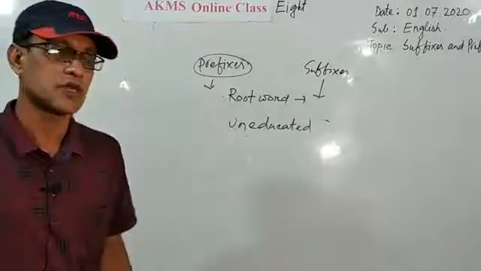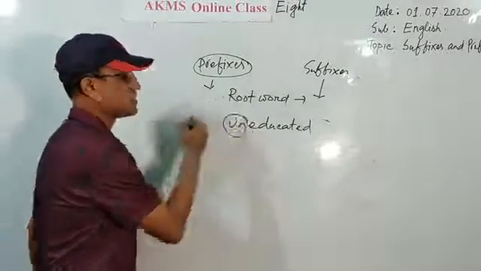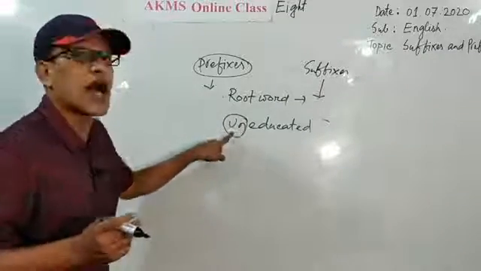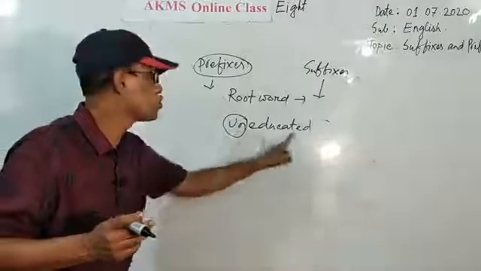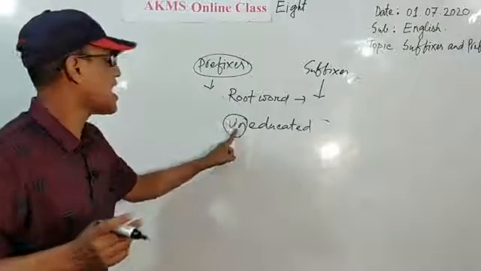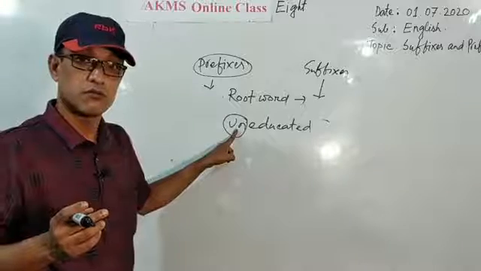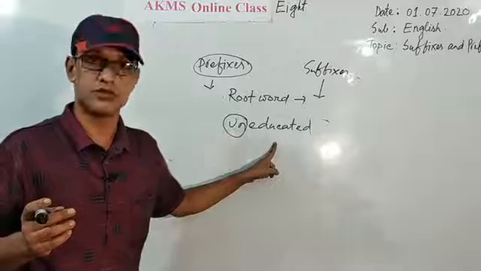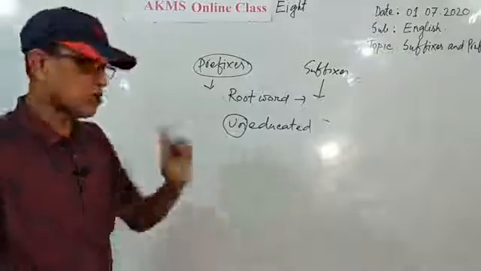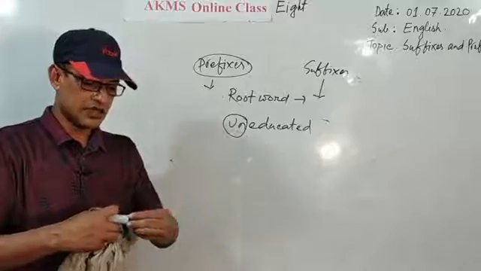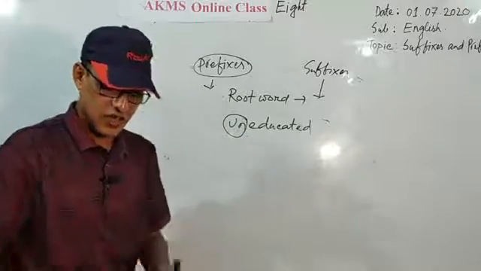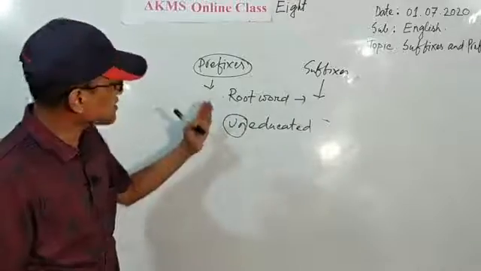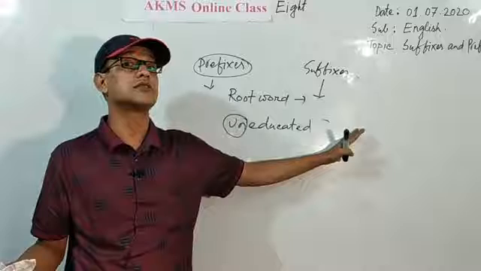Now you are using uneducated. So these two letters are prefixes. I have used un before the root word. Okay? So I have used prefixes to make it an opposite word. So you can clearly understand that prefixes are used before the root word and suffixes are used after the root word.